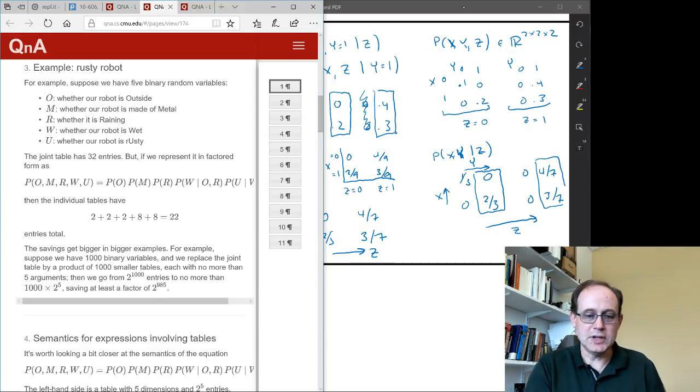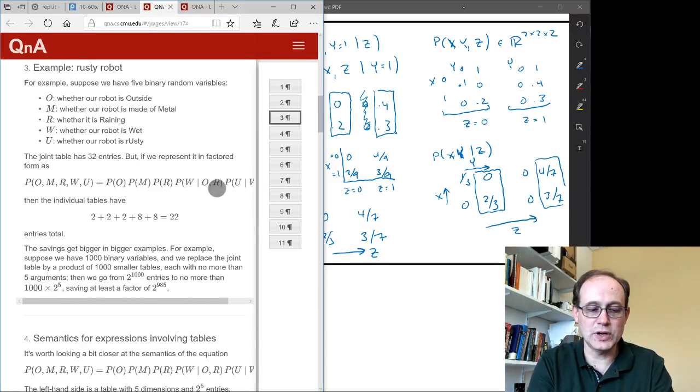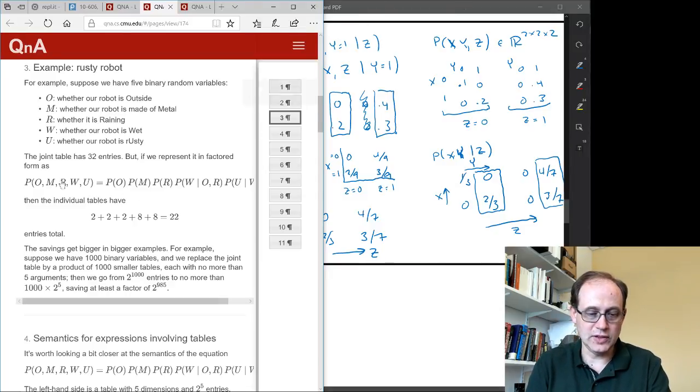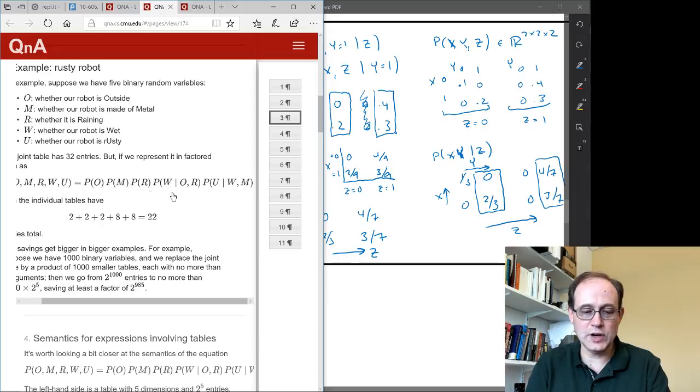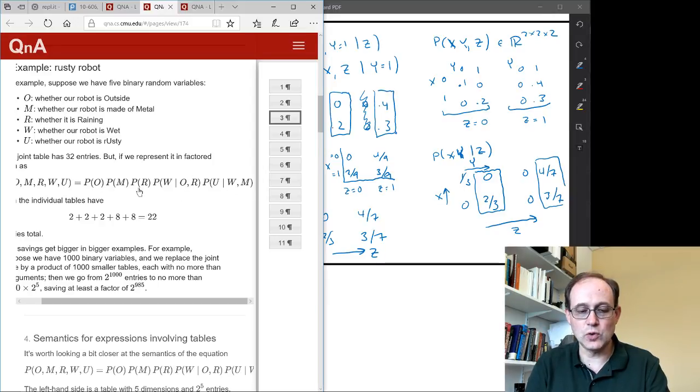All right, but instead we can represent it in factored form. So I've written here the joint probability distribution on the left, and then on the right I've written out a factored form, and we're going to go into more detail about what this means, but basically it means that every entry in here we're going to work out as a function of the entries of some smaller tables.